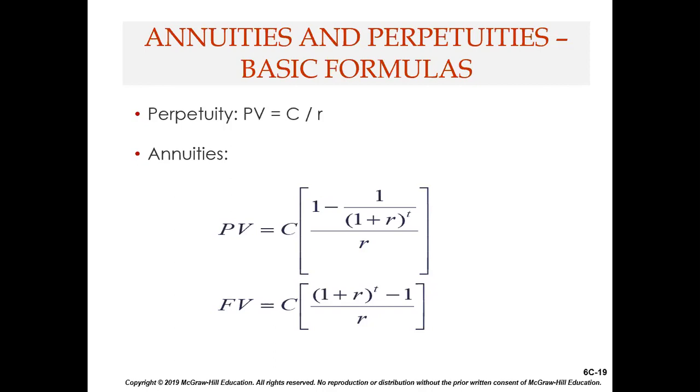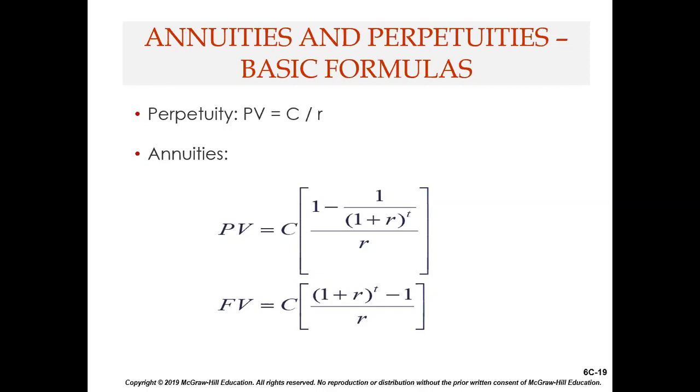You multiply that by this calculation: 1 minus 1 over 1 plus the interest rate to the number of periods. Then divide that result by the interest rate. That is then multiplied by the payment, the cash, each period. That will give you what those payments are worth today.